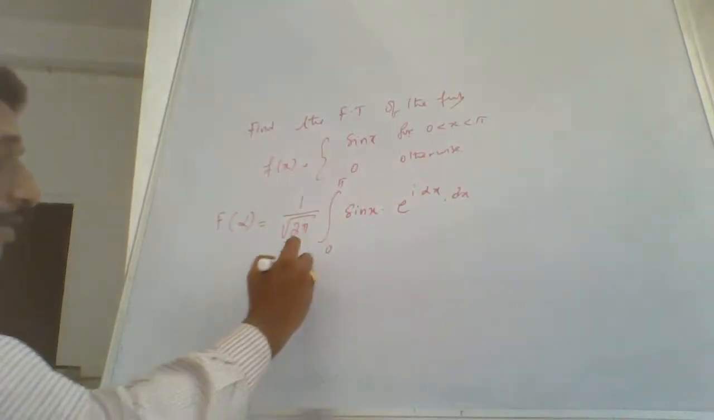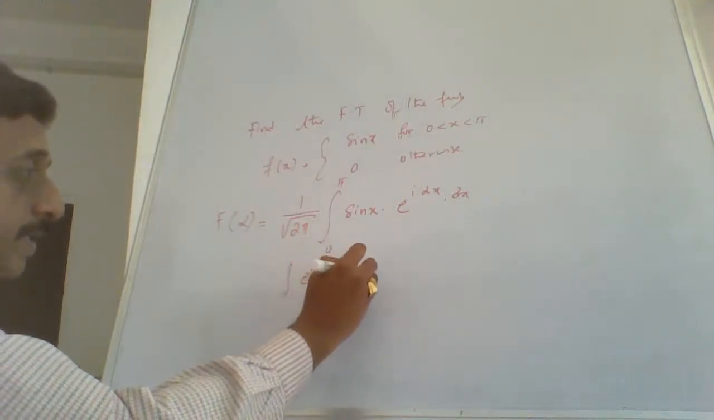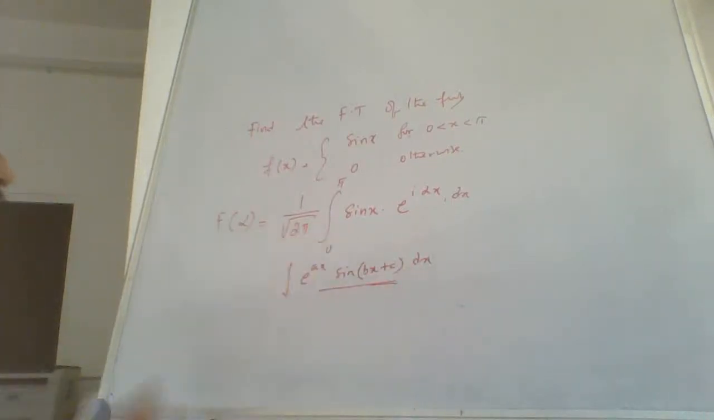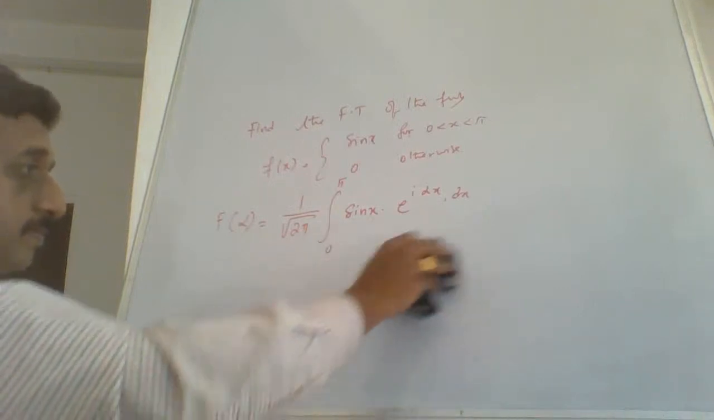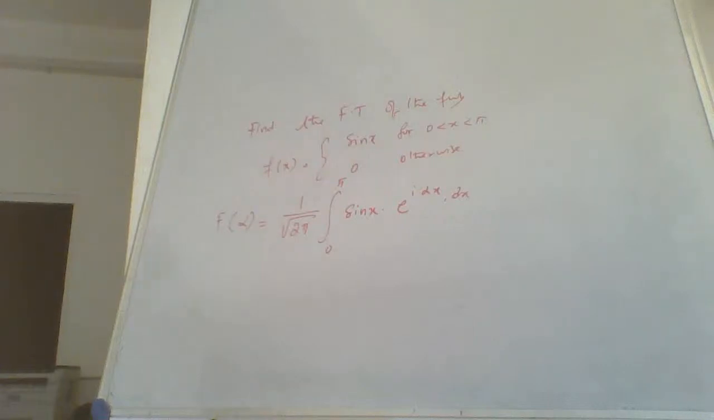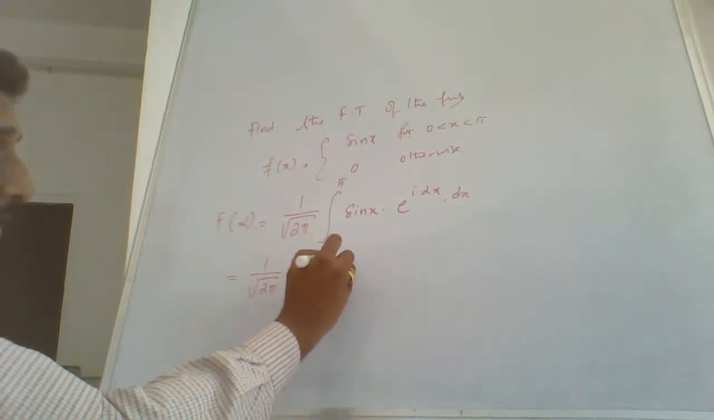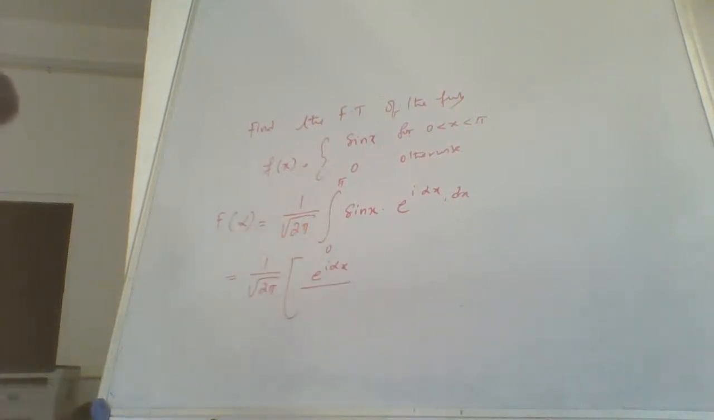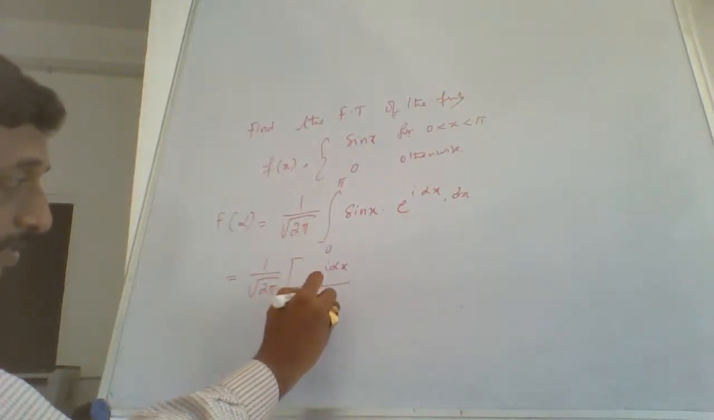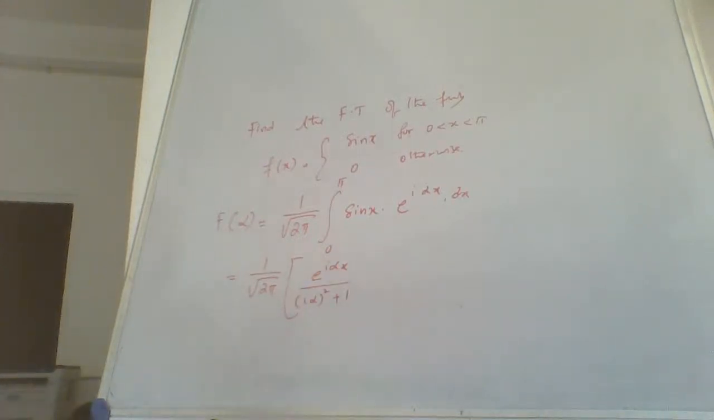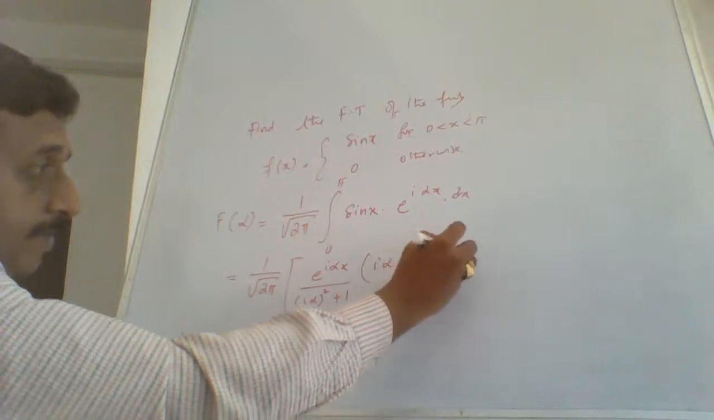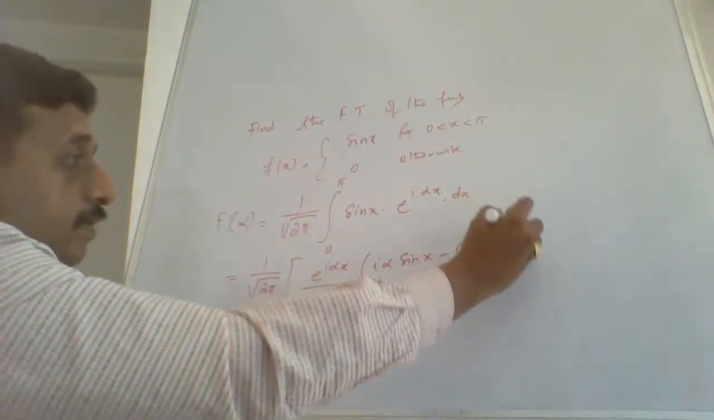Now, this is an integral of the form e to the power of ax sine of bx plus c dx. We have a formula for this. Let us substitute that formula and try to execute this problem. So this will be 1 by square root of 2 pi, and e to the power of i alpha x divided by, a being i alpha, so i alpha whole square plus b square, which is 1, because in sine of bx plus c, b will be 1. And we have i alpha sin x minus cos x over the interval 0 to pi.